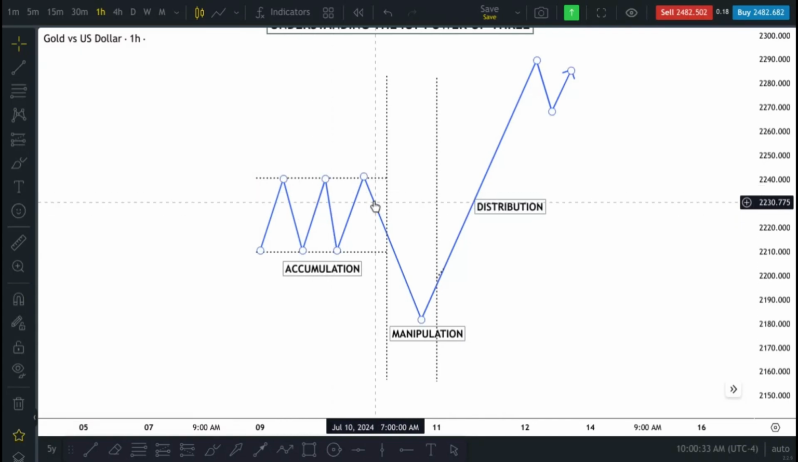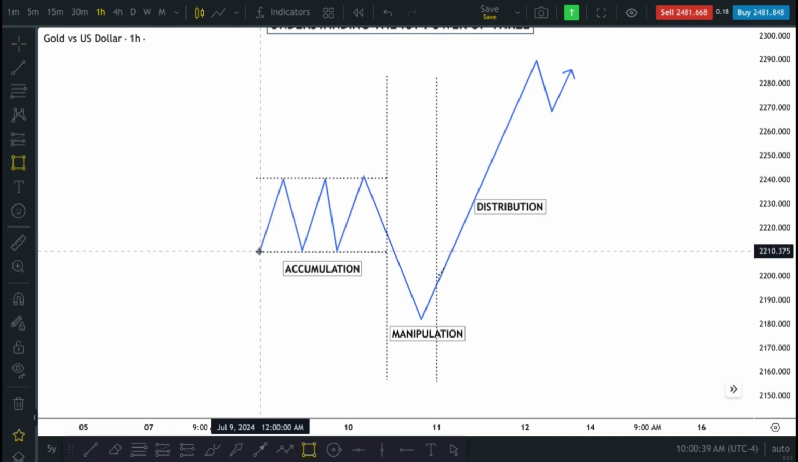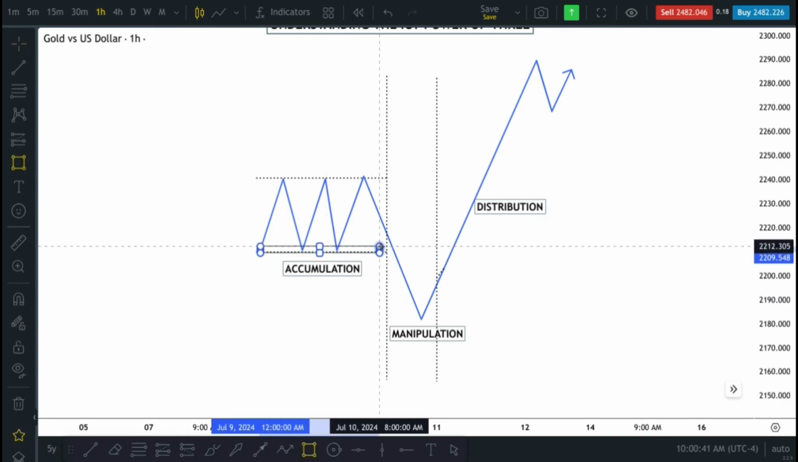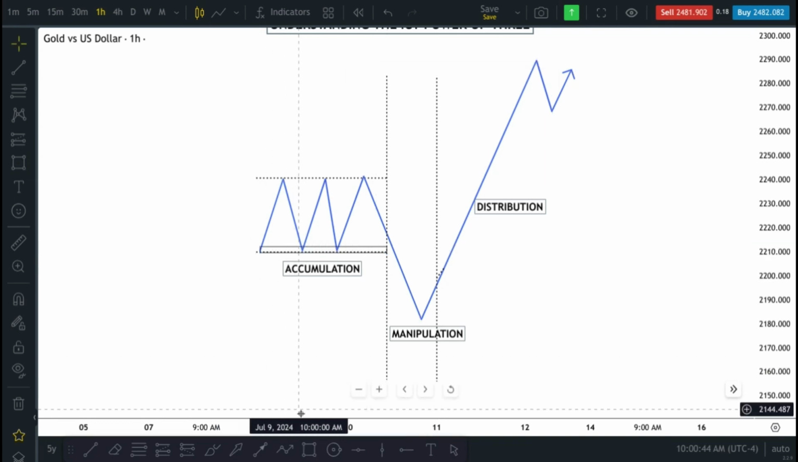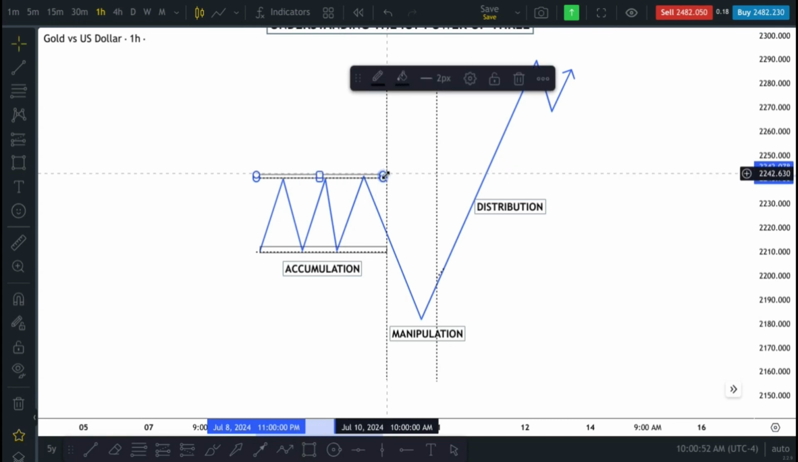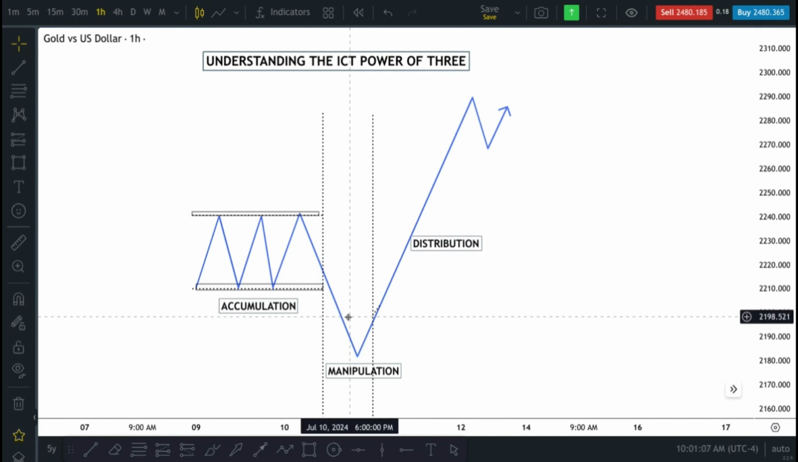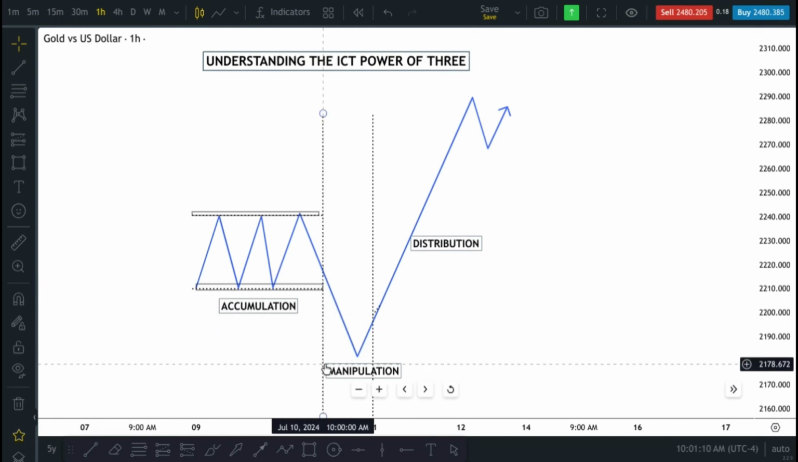So the key here is to identify the area of support and the area of resistance. It's very crucial, guys, very crucial, right? If you get to know these key levels in the market, then we can know what's going to happen in the next phase. We'll wait for the next phase, and the next phase is the phase of manipulation.